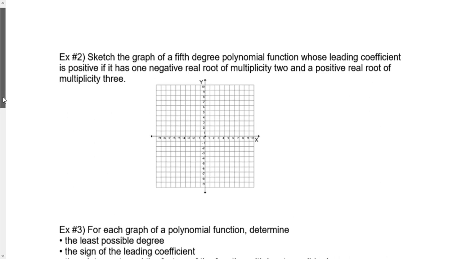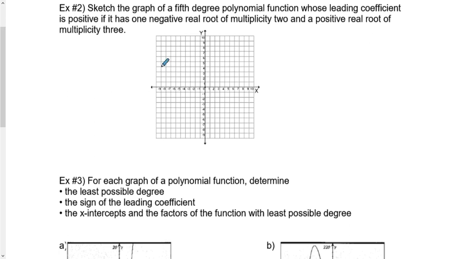All right, next example. We are going to sketch the graph of a 5th degree polynomial whose leading coefficient is positive, has one negative real root of multiplicity 2, and a positive real root of multiplicity 3. Again, I know that 5th degrees are not in the Foundations 30. It's looking at the characteristics. I just want to be able to identify different parts. So we have a negative root that has multiplicity 2 and a positive root of multiplicity 3.